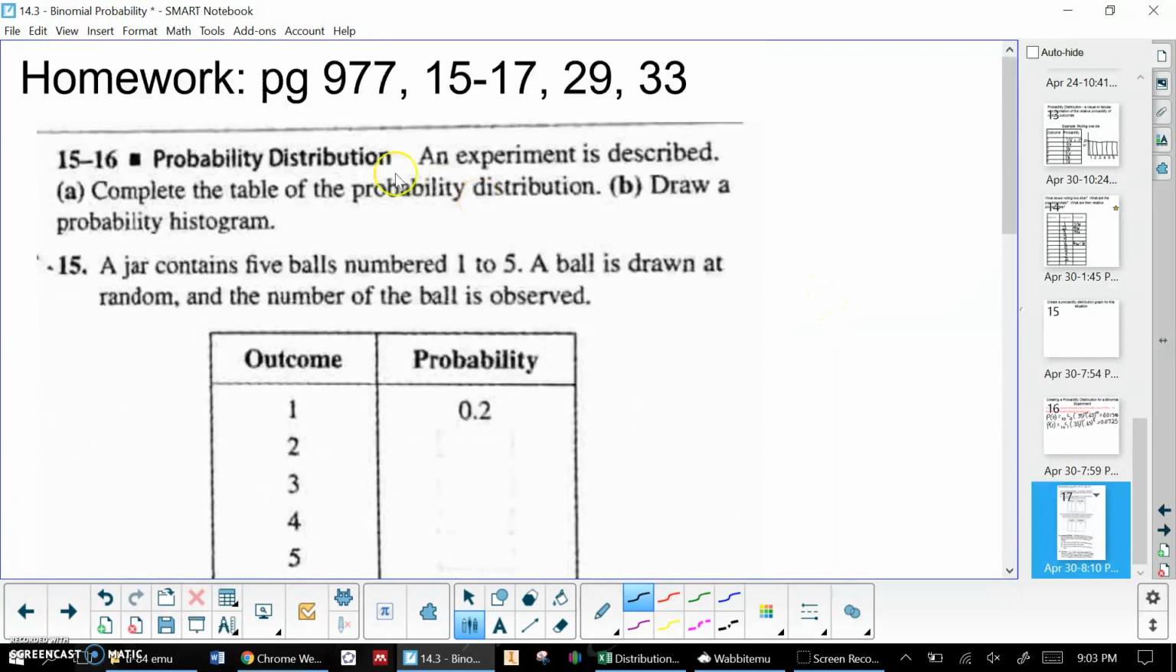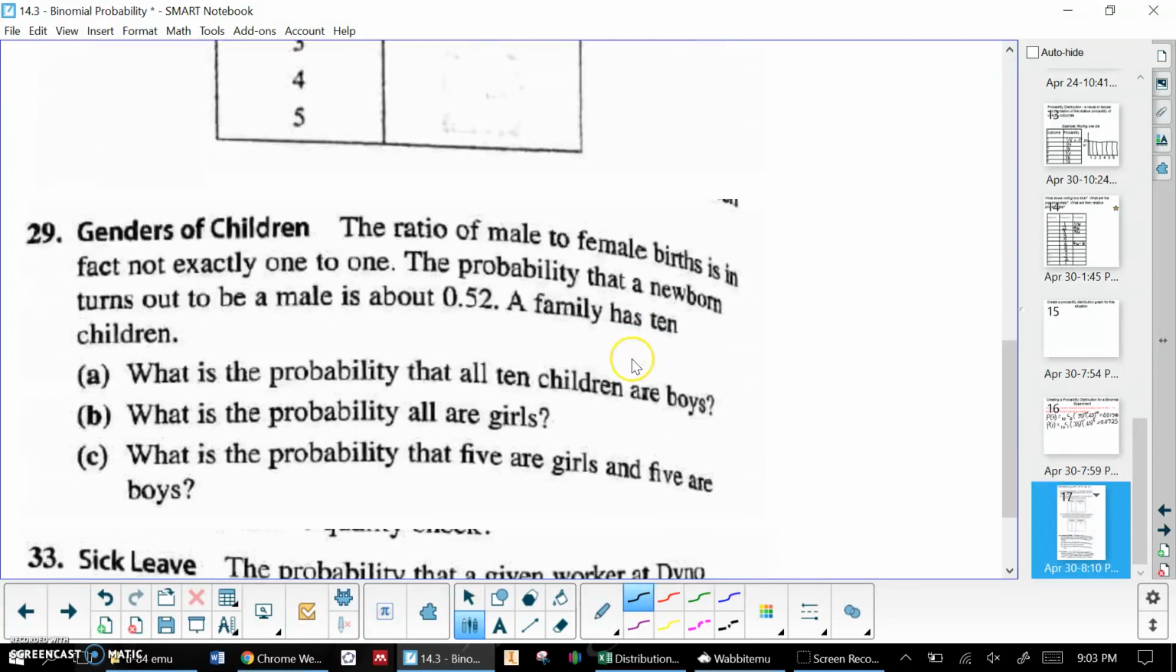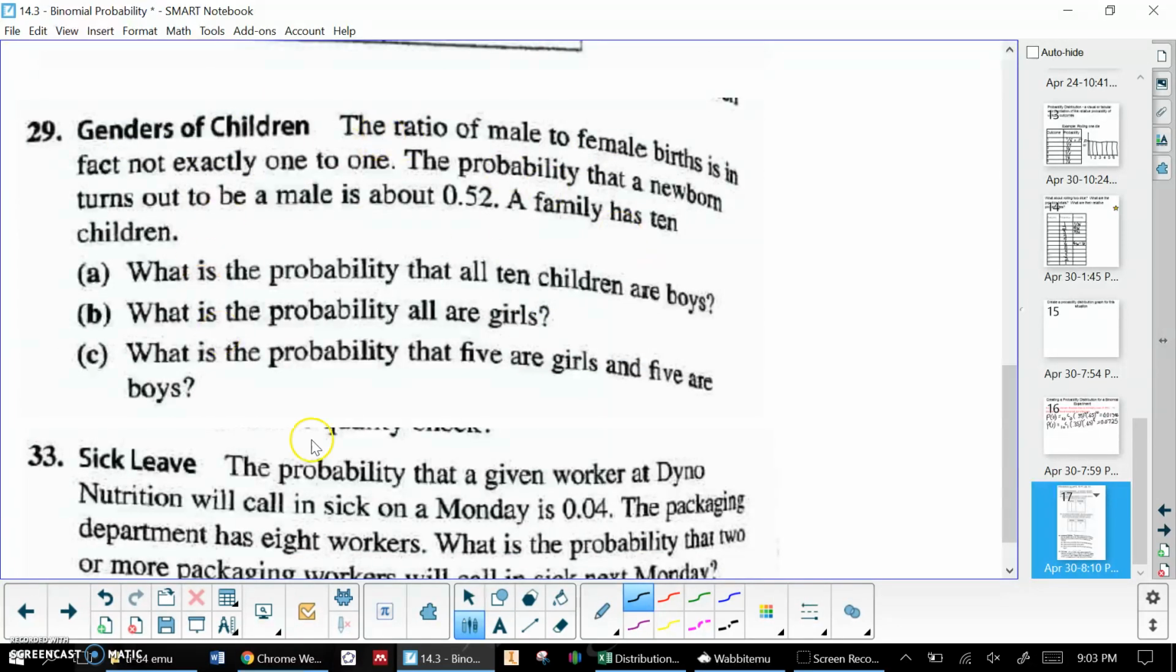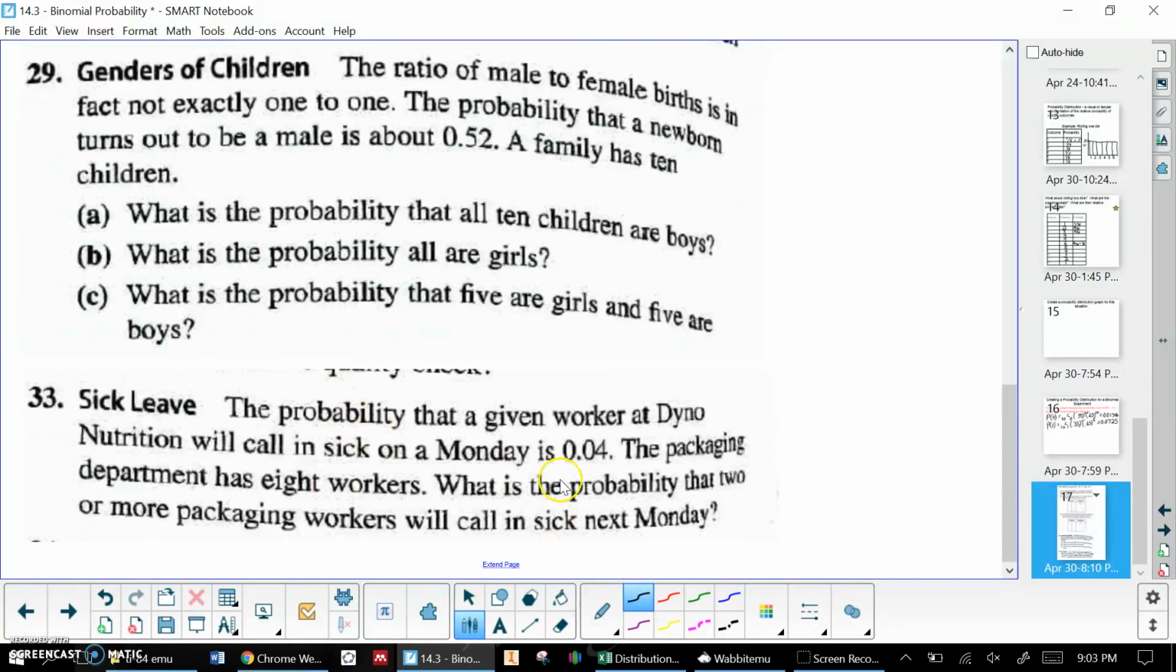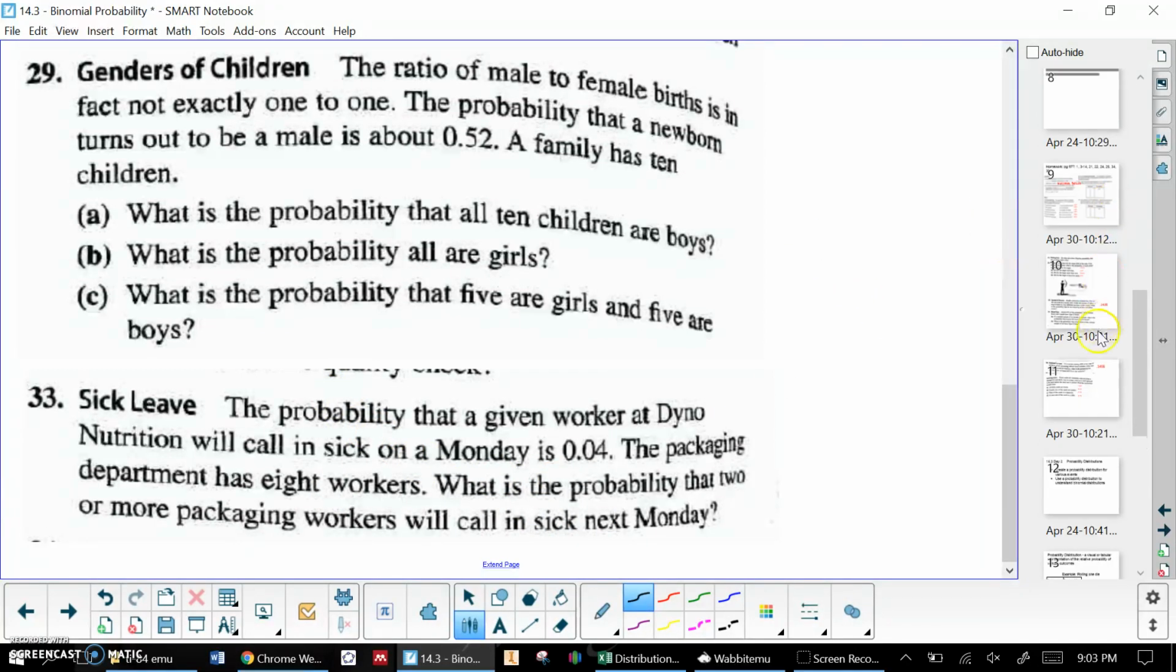I didn't put 17 in there, but you have to do 17 as well. That's a binomial one. Number 29. These are just back to straight binomial probability. You don't need to graph anything. Just go ahead and compute all of those probabilities. And same thing with 33, just binomial probability. A little bit more work from yesterday. Again, take a quick look up here in the note.